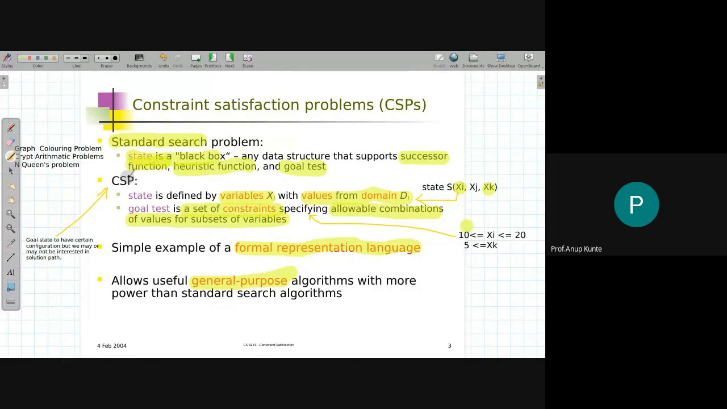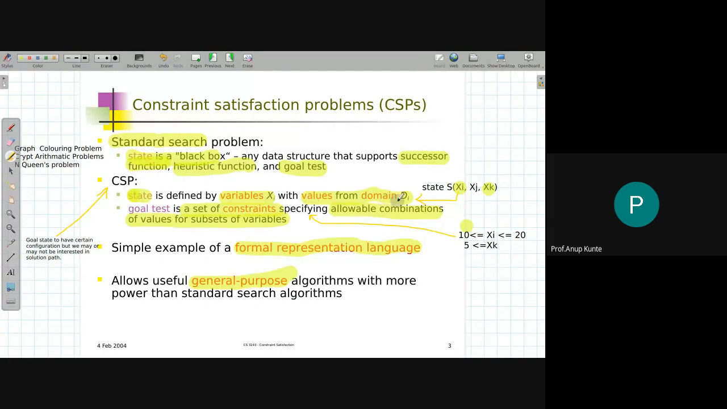Now, CSP, on the other hand, here the state is defined by variables Xi. So now we actually talk about the internals of the state. The definition of the state of the problem is the definition of these internal variables. That's an important distinction between a standard search problem and a CSP problem. Constraint satisfaction problem is shortened to CSP, so I'll be using this word CSP often. The values of these variables are from a certain domain.